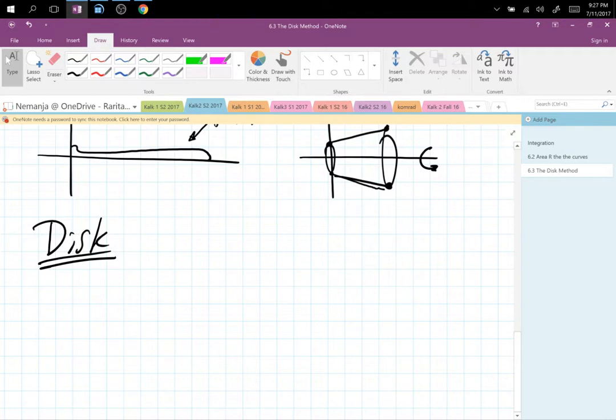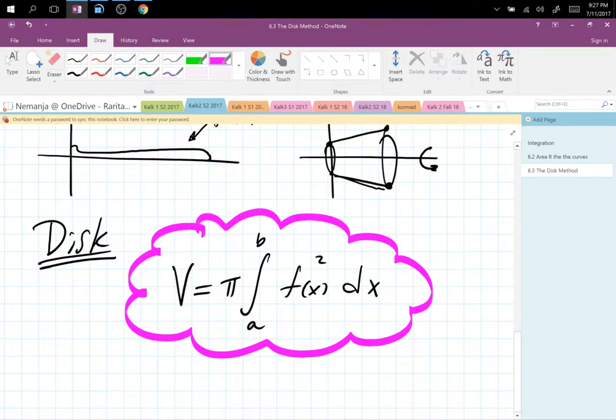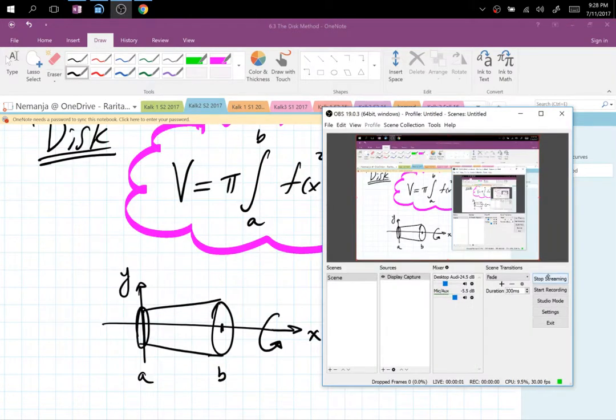What I was talking about? Oh, yes. So, volume. It's pi integral from a to b of f(x) squared dx. And here's your cloud. So this will have 2 videos, but that's okay.